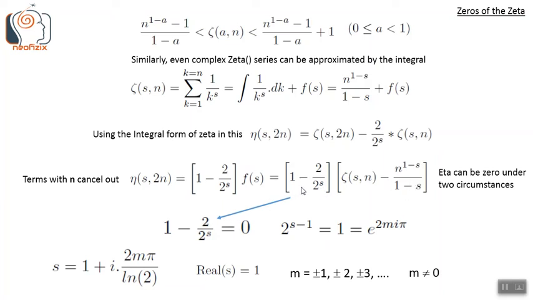So when this is 0, we get 1 minus 2 by 2^s is 0, which means 2^(s-1) equals 1. And 1 can be expressed in a complex form as e^(2mπi), where m is an integer. So we get s has this form: 1 plus i times 2mπ by natural log 2. These are the zeros of the eta function when the real part of s is 1. Here note that m cannot be 0, because at s equals 1, eta s is not 0, but it can be any integer, plus 1, minus 1, plus 2, minus 2 and so on. So this is one set of zeros of the eta series.